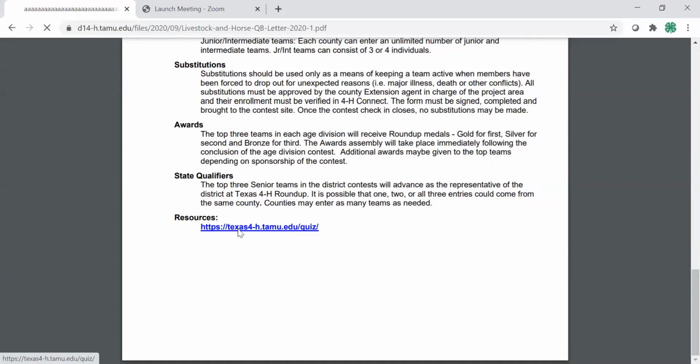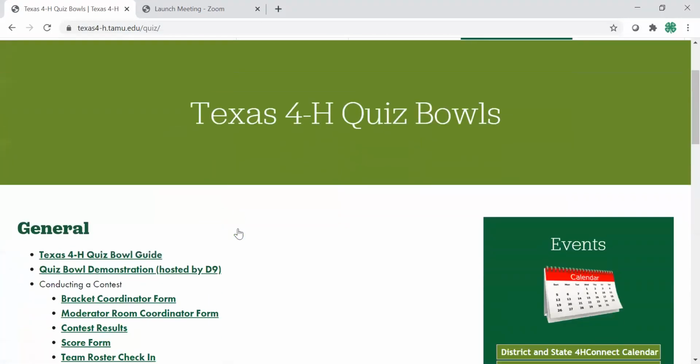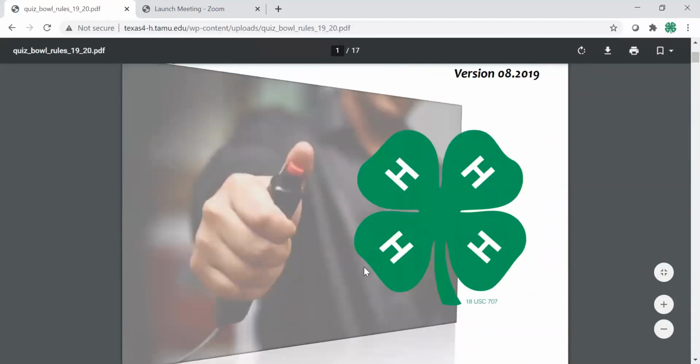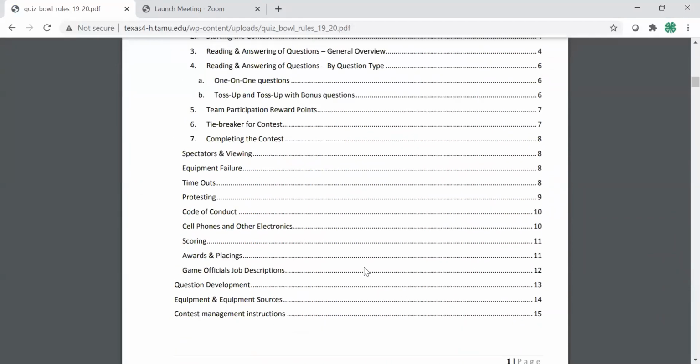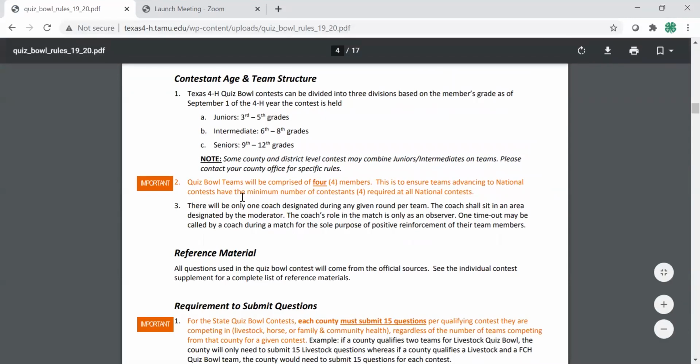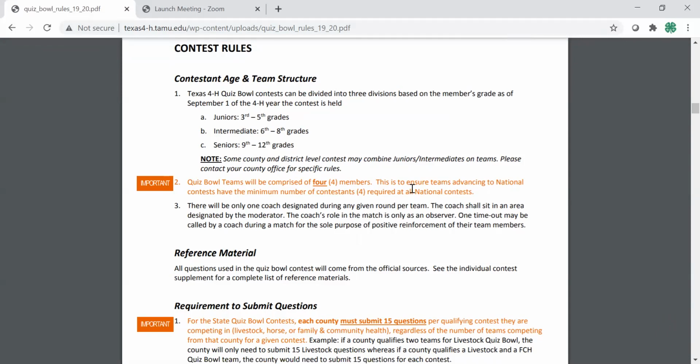If you click this link, it's going to take you to the state page, and this is where we get even more information on our Quiz Bowl. First, let's start at the Texas 4-H Quiz Bowl guide. Again, there are a couple of things that differ from our district contest, but we'll go through this together briefly, and hopefully I can hit the high notes. They reiterate that teams must be comprised of 4. For our senior teams, yes, you must have 4 members. For our juniors and intermediates, we'll allow 3. No less than 3. If you have 4, even better.